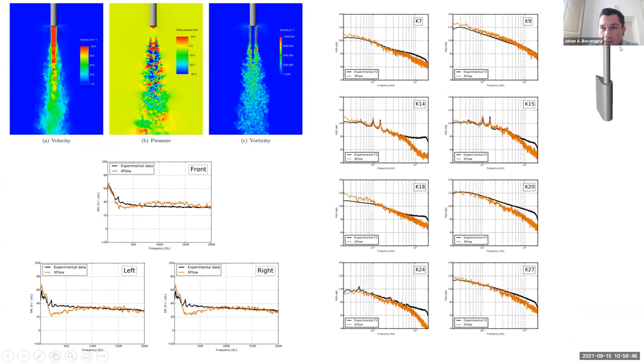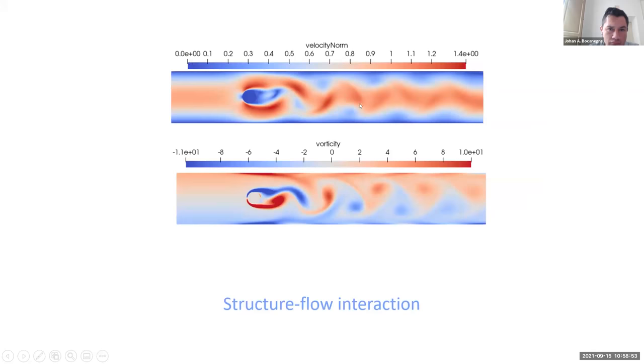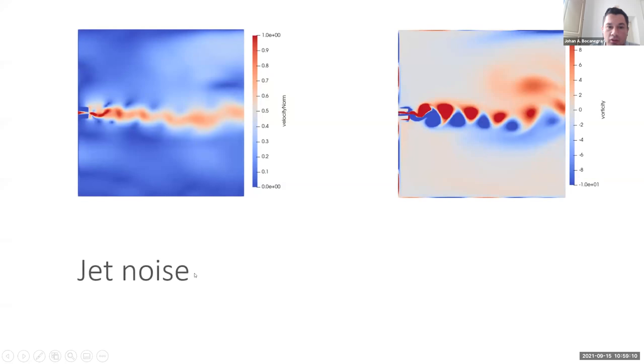Here it was applied to landing gear, jet noise. This is a very standard benchmark of a flow around a cylinder. You know that some vorticities are generated, and of course some noise can be simulated by this process. Also the jet noise.